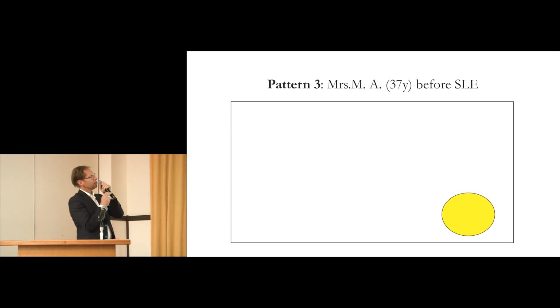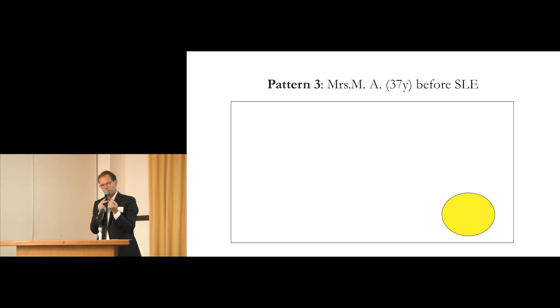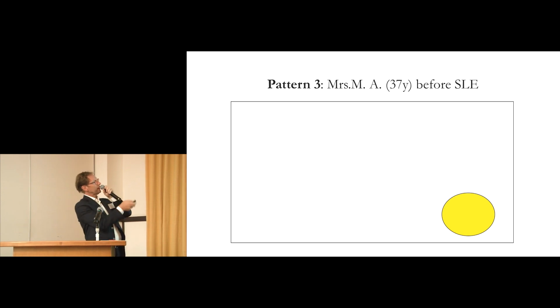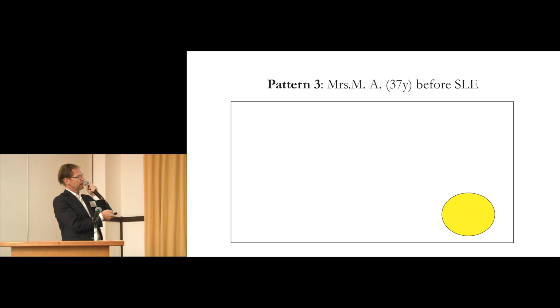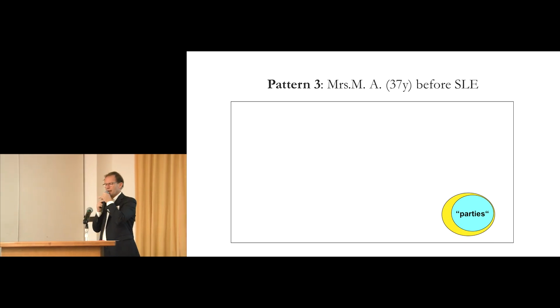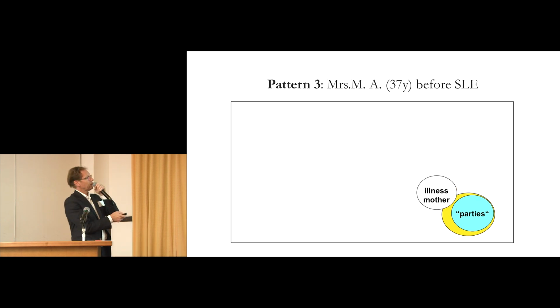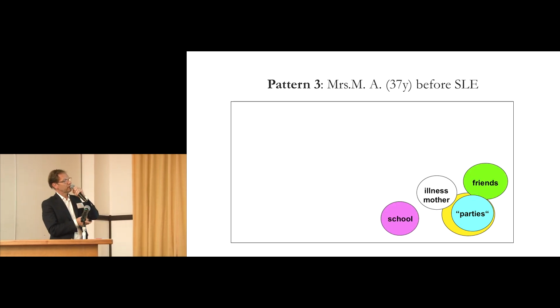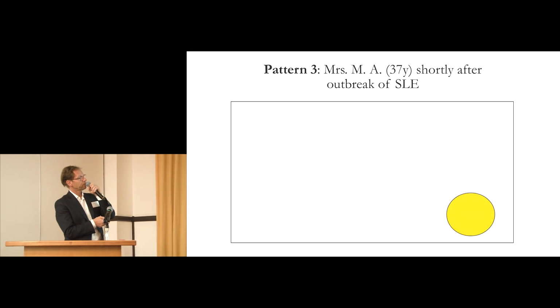Pattern 3, to me the most fascinating pattern, was shown in a 37-year-old lady who developed lupus at the age of 18. We asked her, who have you been before lupus? And she said, you know, I just loved to go to parties. And how come? She said, I'm the only girl in our family. I had to look after my mother, who was suffering from multiple sclerosis. So I needed to go out, because I had to do so much for my mother. She had friends. She was a very good student at high school.